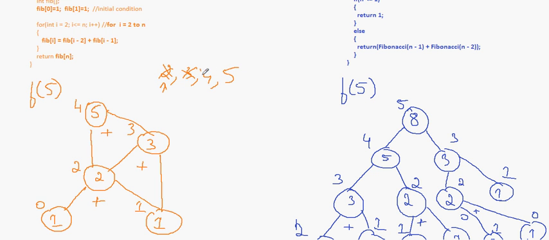And then I is incremented again, and now we have Fibonacci of 5. Fibonacci of 5 is Fibonacci of 5 minus 2, that is 3, plus Fibonacci of 5 minus 1, that is Fibonacci of 4. So 5 plus 3 is 8.